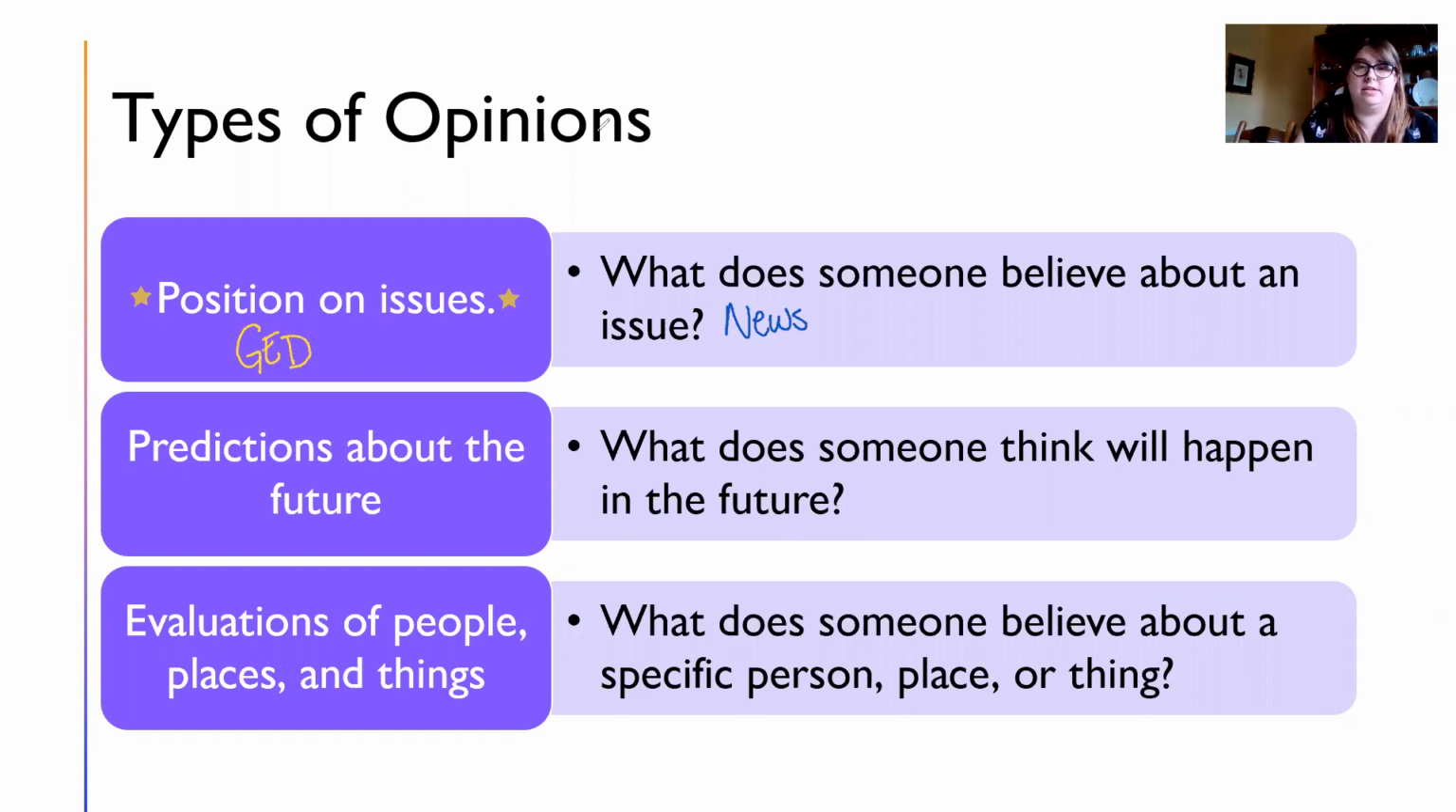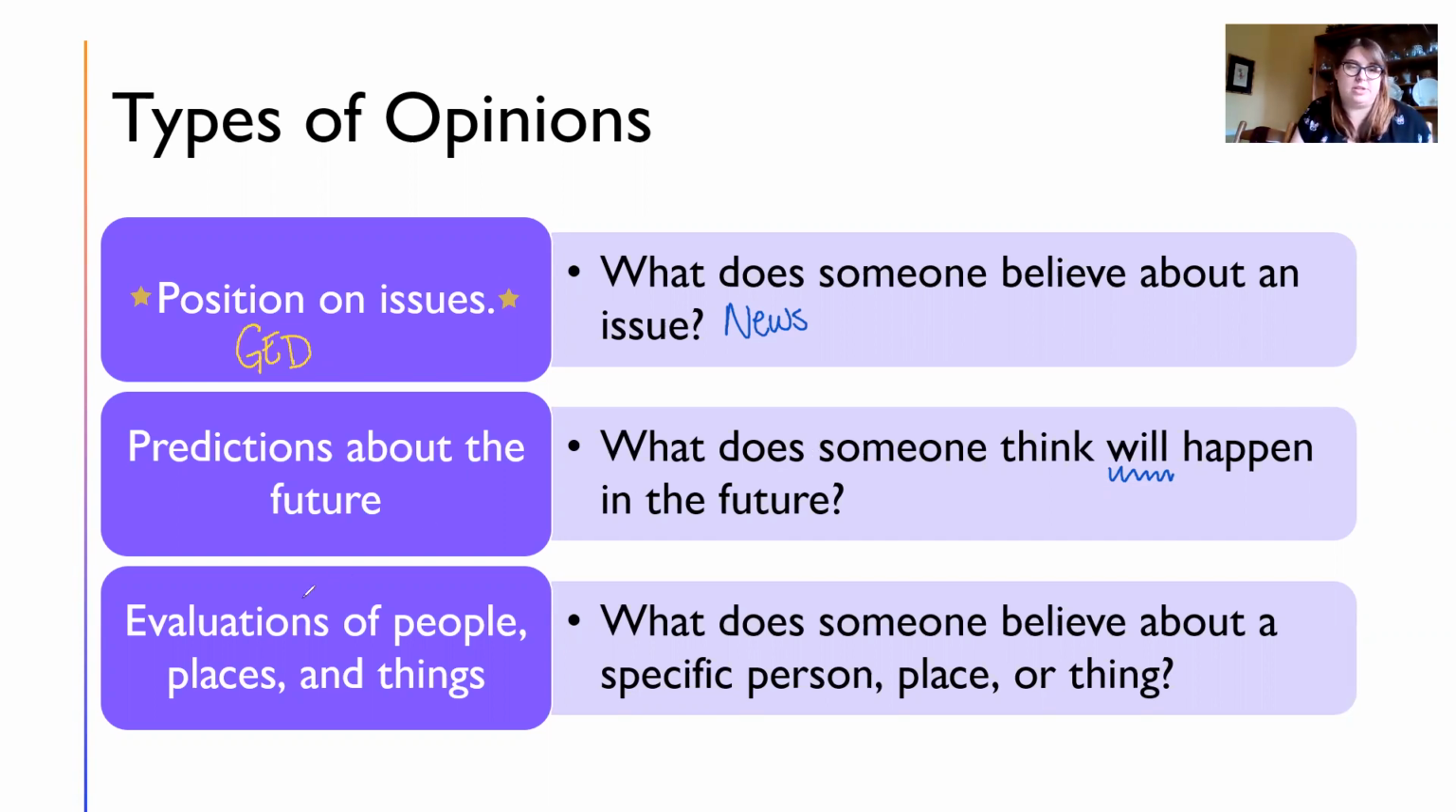Our second type of opinion that we look at is predictions about the future. The reason that these count as opinions is because the future hasn't happened yet, so we have absolutely no way of knowing what will happen. A good way to think about this is that when you see the word will, it means that something is going to happen in the future. We treat those as opinions because there's no way to prove them. We don't see these very often, so I'm not going to stick any stars next to them.